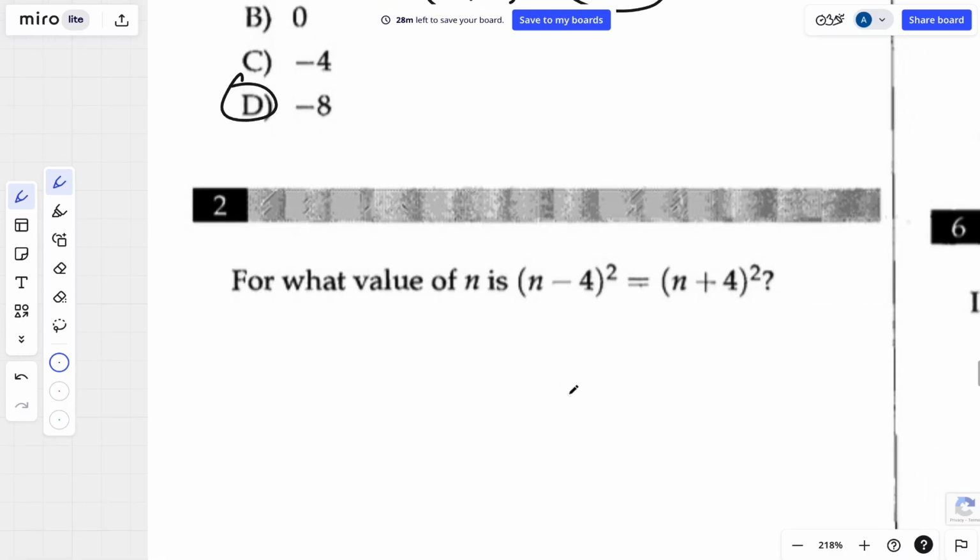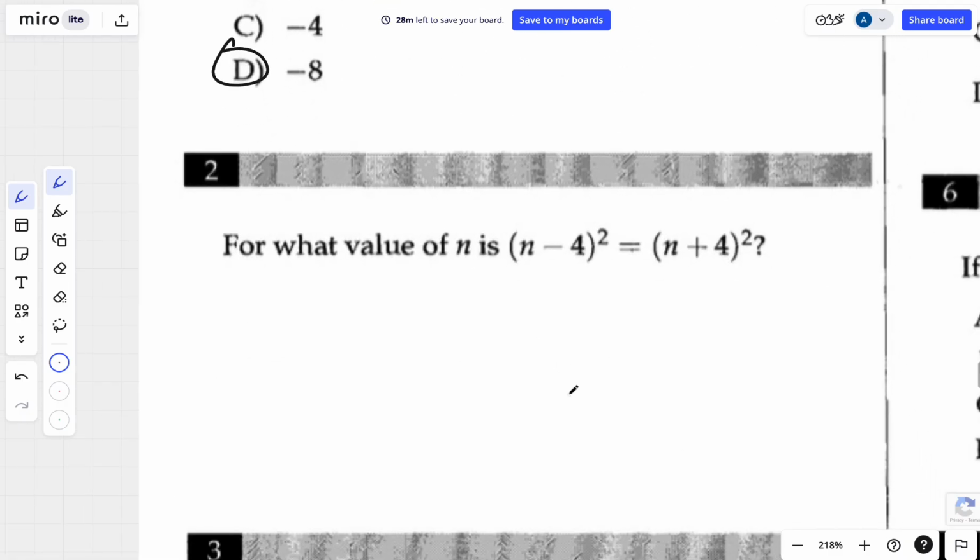Question 2. For what value of n is this equal to this? We can take the root on both sides. Root on this side, root on this side. We cancel the squares with the roots. We get n minus 4 is equal to n plus 4, which is not possible. So we'll try something else.